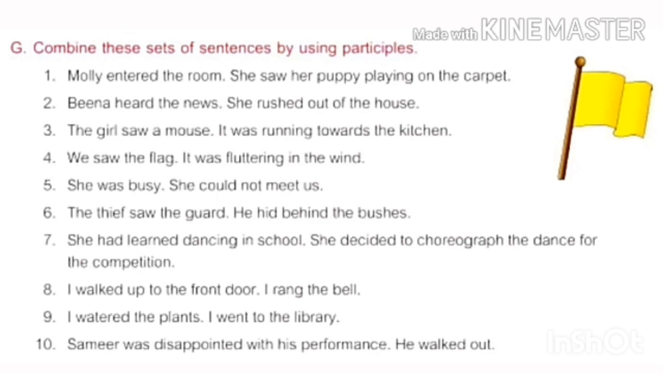Here the participle fluttering is used. In the above given examples, in the third one also we have used the present participle and we have joined the two sentences. Fifth sentence: she was busy, she could not meet us. So whenever we find was or were, we have to convert it into being, B-E-I-N-G. Okay, and this is the present participle, be plus ing becomes being. So: being busy, she could not meet us.